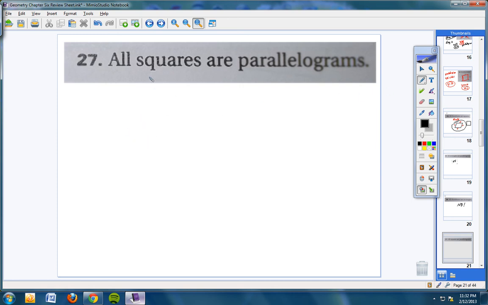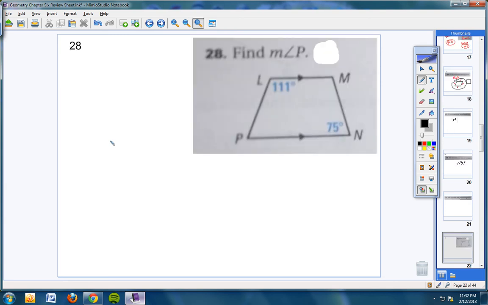If you know your definitions, the exact definition that this book gave you for a square is a parallelogram with 4 right angles and 4 congruent sides. That's the exact definition. Okay, moving on to number 28. These are all trapezoids. So 28, 29, and 30 are trapezoids. Okay, so let's take a look at this first one.